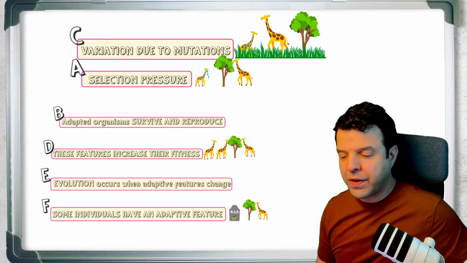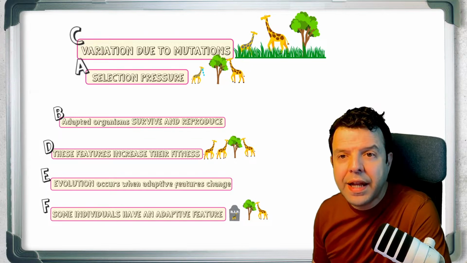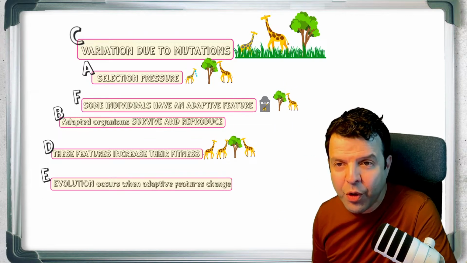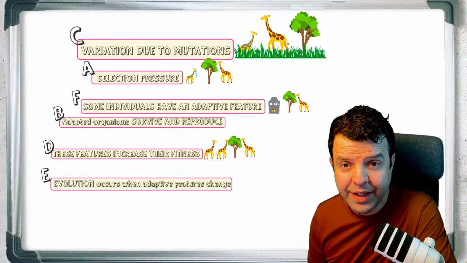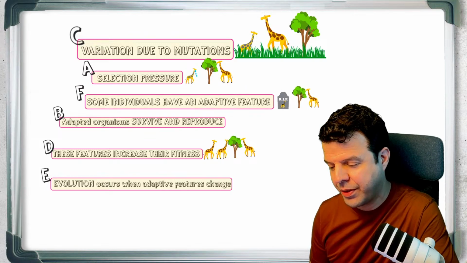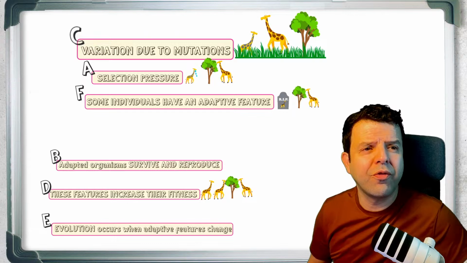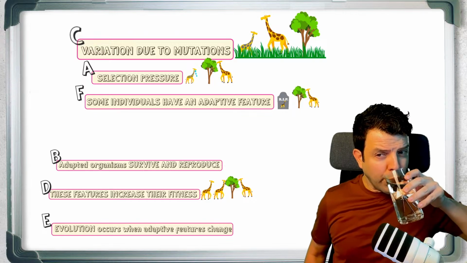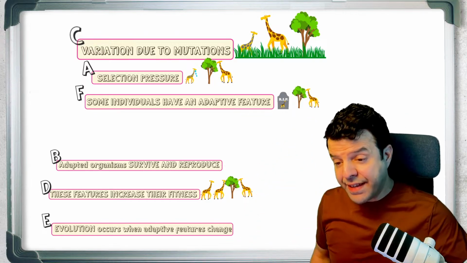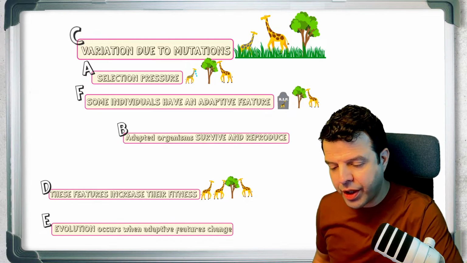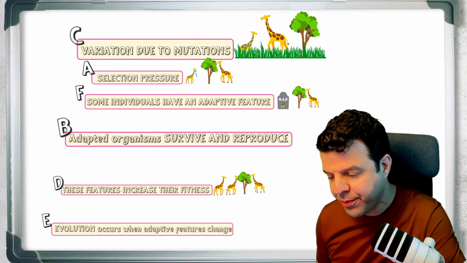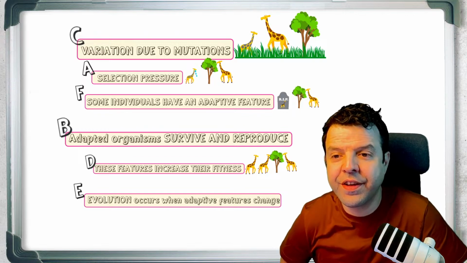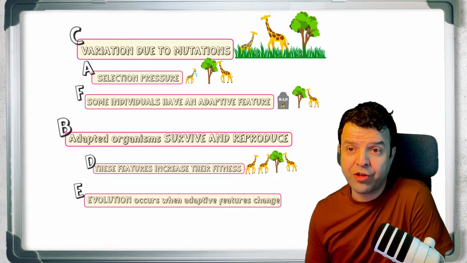All right. So the next one here, selection pressure. Following the selection, some individuals have those adaptive features, all it takes to survive, right? And following this, the adapted ones will survive and reproduce, meaning they're fit. And the outcome here is evolution by natural selection.